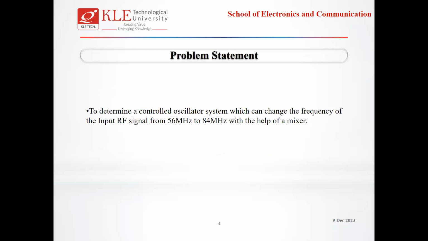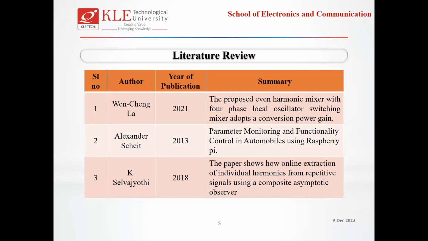So this is my problem statement. I want to give an input RF signal of 56 megahertz and convert it into 84 megahertz with the help of a mixer. Here the input signal is an RF signal, and we are expecting an intermediate frequency signal of 84 megahertz.